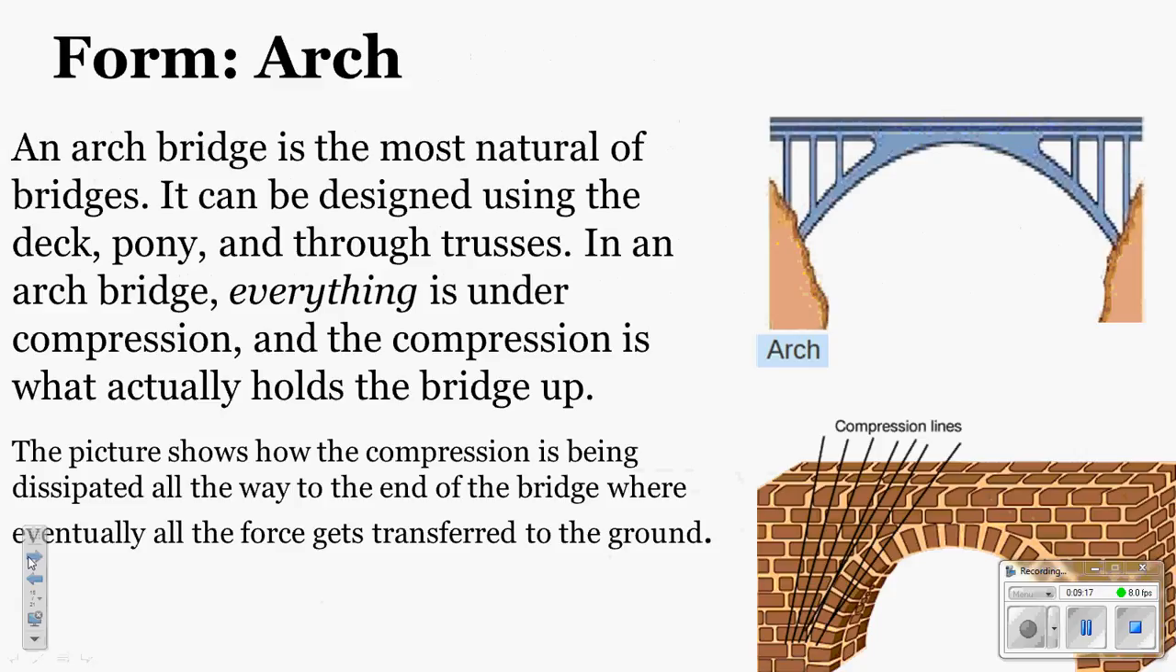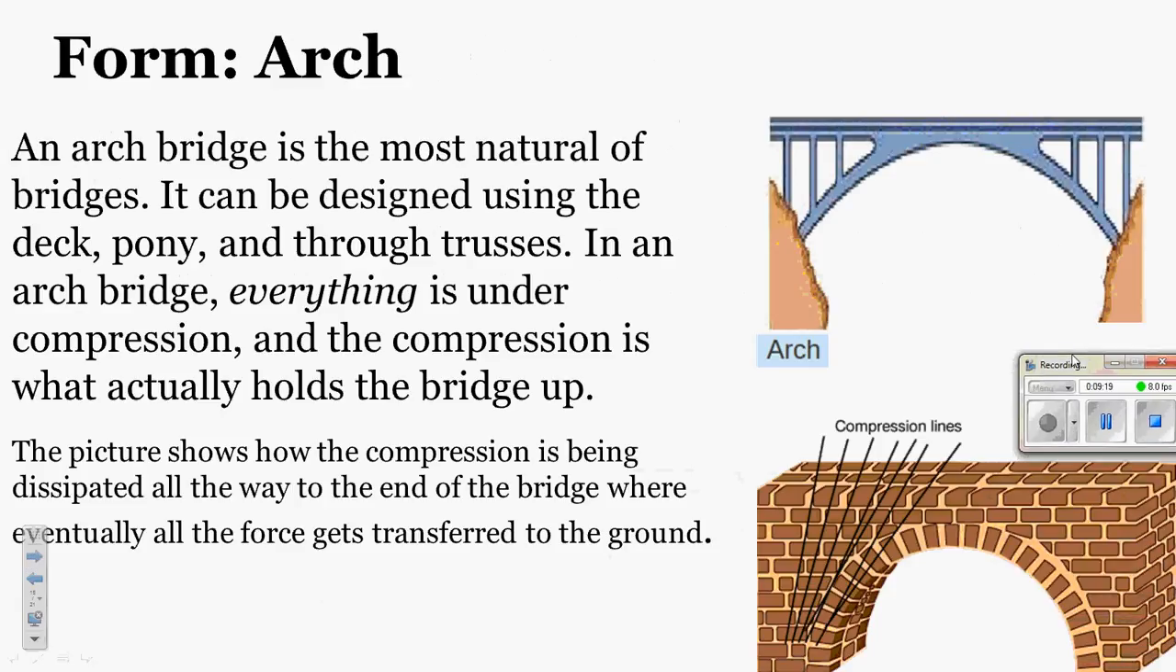And then we have our form. An arch bridge is the most natural of bridges. It can be designed using the deck, the pony, and the through trusses. In an arch bridge, everything is under compression, and the compression is what actually is going to hold the bridge up. How about that? It's pretty cool. So the picture shows how the compression is being dissipated all the way to the end of the bridge, where eventually all the force gets transferred to the ground.